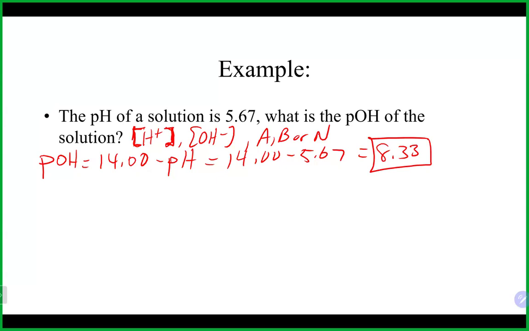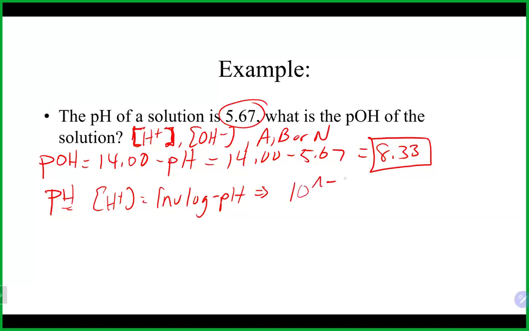At this point, you still have two options, but I'm going to go after the H+ first, since I have the pH given to me. Directly from the pH, the H+ concentration is equal to the inverse log of the negative pH. When you punch it on your calculator, it probably looks something like this. Make sure you use your negative sign, not your subtract button. If you do that, we get 2.1 times 10 to the minus 6.